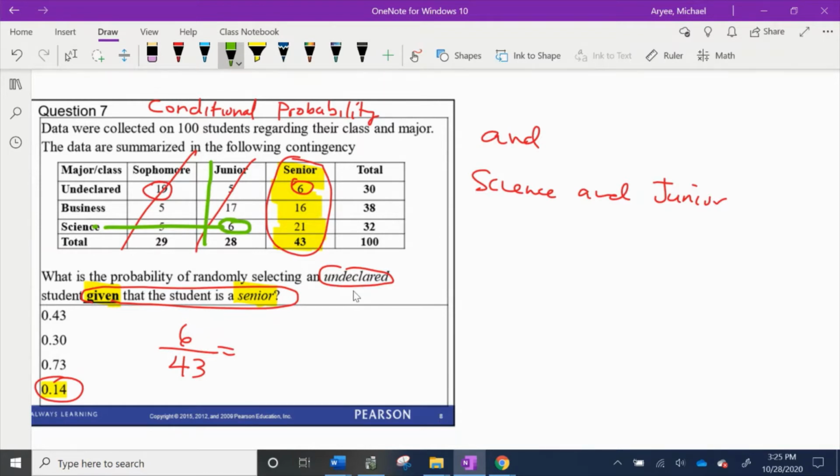So if the question had just been science and junior, then we would say 6 over 100. The only time your denominator is not the overall, remember the overall denominator is 100, right? The only time your denominator is not 100 is in a given situation. Because once it is given, it's restricting you to only a section of the data, not all the data.